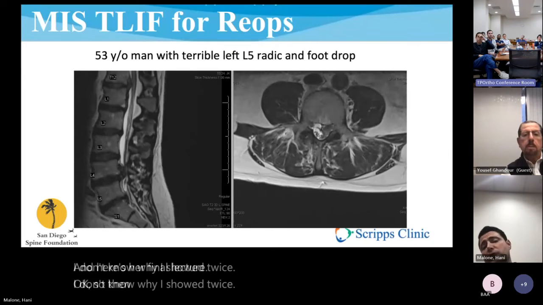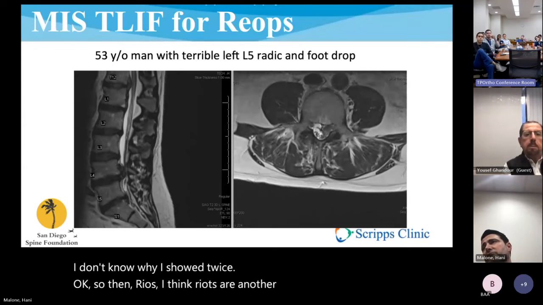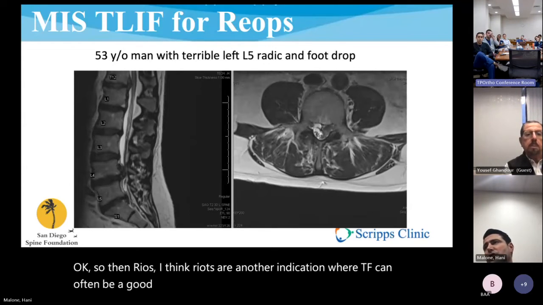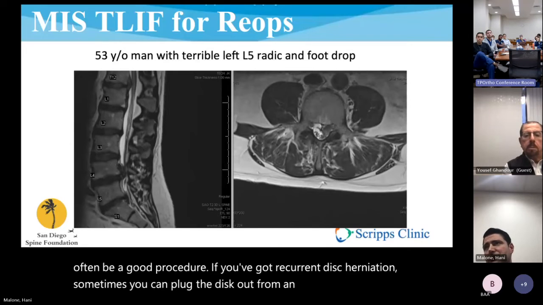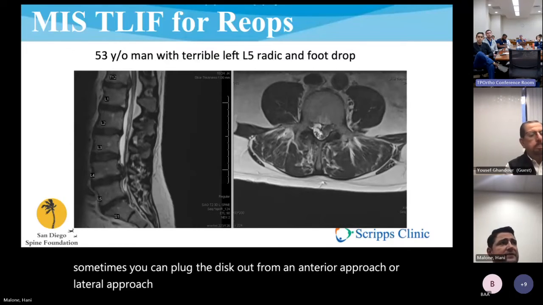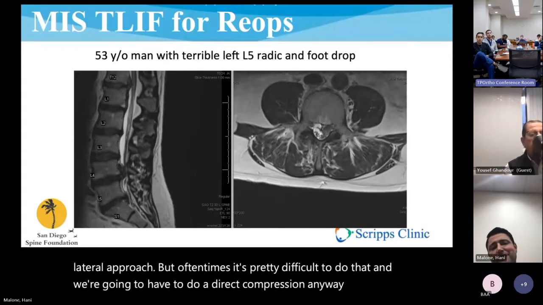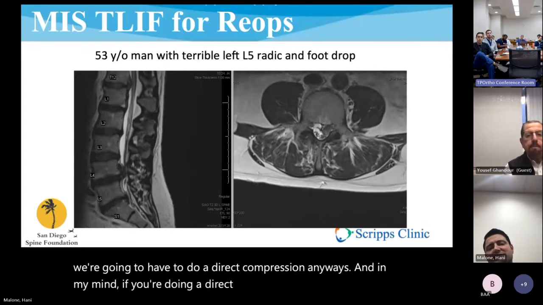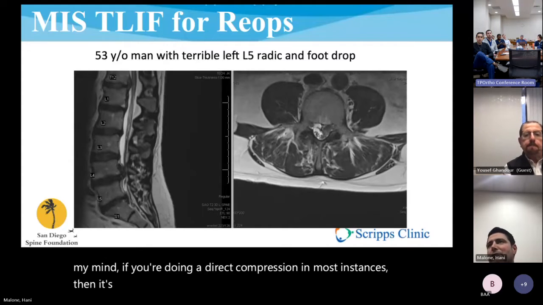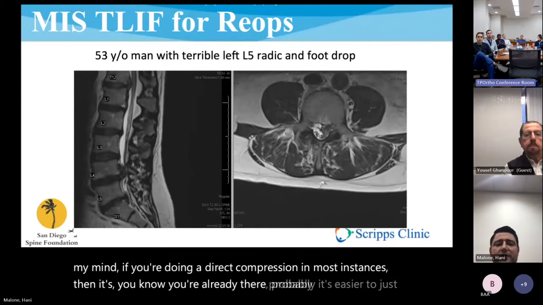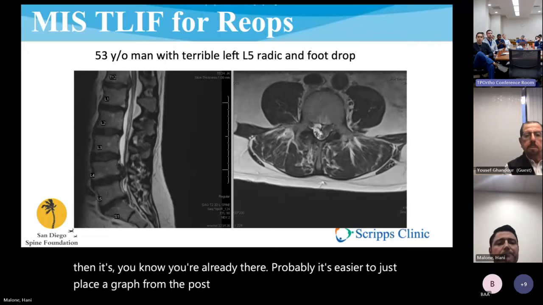Okay, so then reops. TLIFs can often be a good procedure if you've got a recurrent disc herniation. Sometimes you can pluck the disc out from an anterior approach or a lateral approach, but oftentimes it's pretty difficult to do that. So you're going to have to do a direct decompression anyways. And in my mind, if you're doing a direct decompression in most instances, you're already there. Probably it's easier to just place a graft from the posterior position while they're prone.